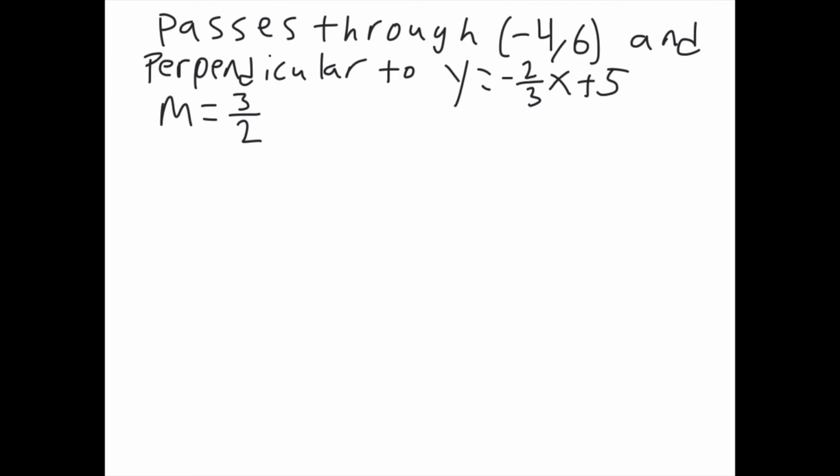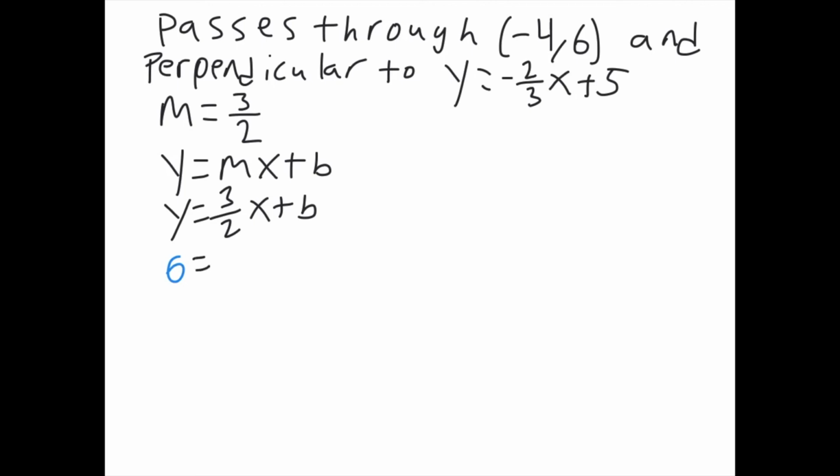Now we want to write it in slope-intercept form, y equals mx plus b. Our slope is 3 over 2. So y equals 3 over 2 x plus b. Now we plug in negative 4, 6. So that'll give us 6 equals 3 over 2 times negative 4 plus b.